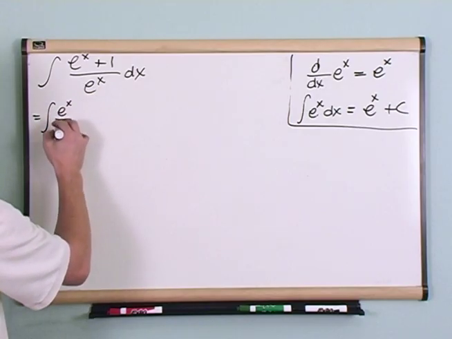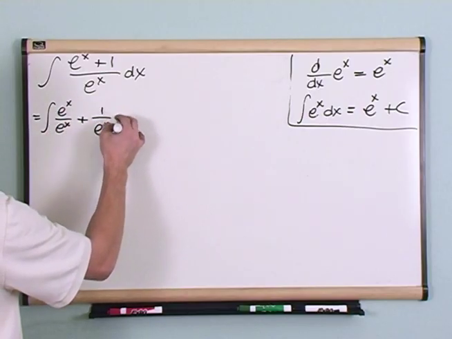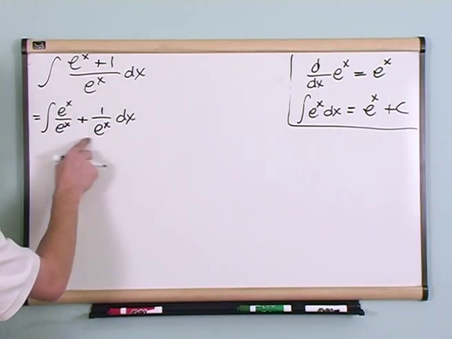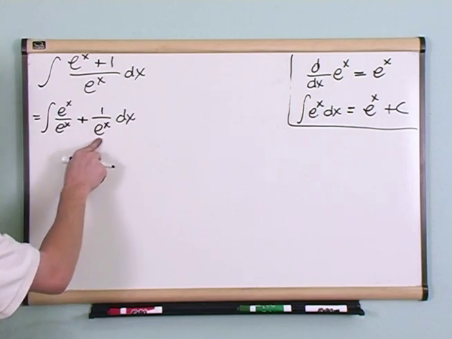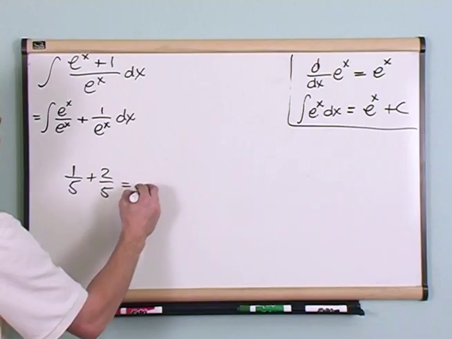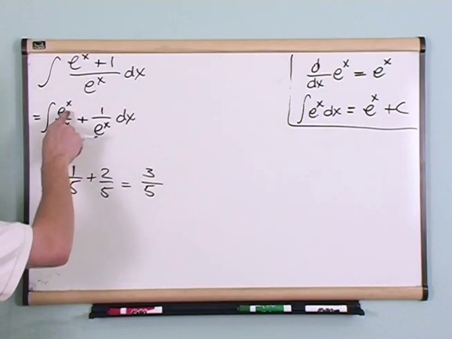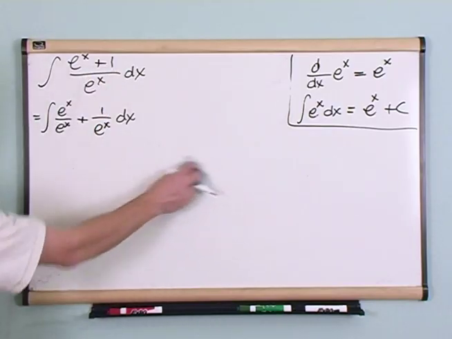e to the x over e to the x, plus 1 over e to the x, dx. Let me pause here. The reason I can write it that way is because, look, this denominator is the same. If I were to add these fractions back up, it'd be like 1/5 plus 2/5. Well, the denominator stays the same. The top you just add together, right? So I can split it up like that. I can do it in reverse.